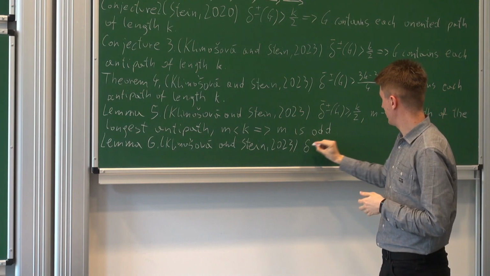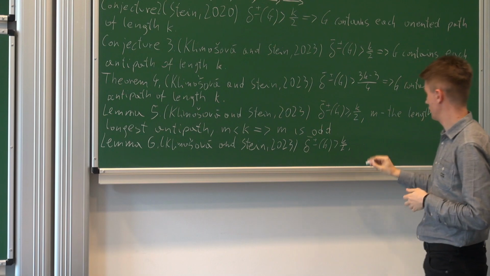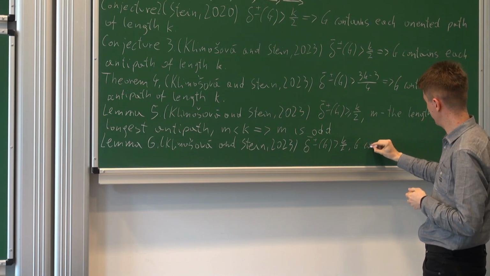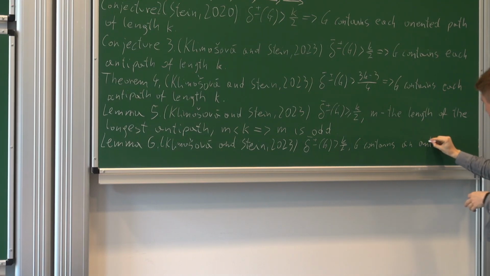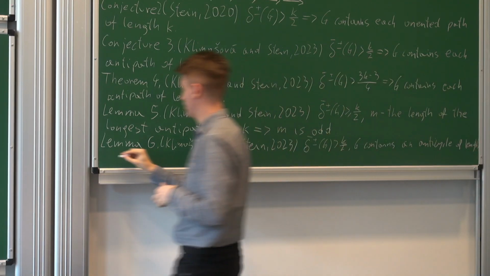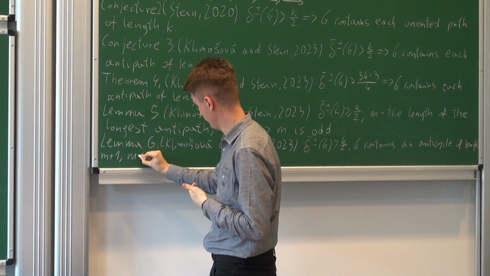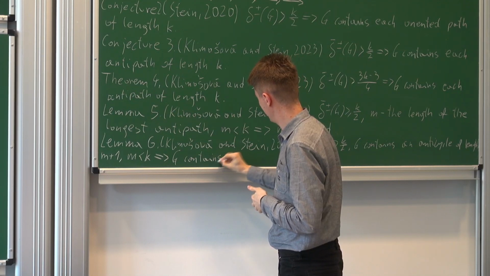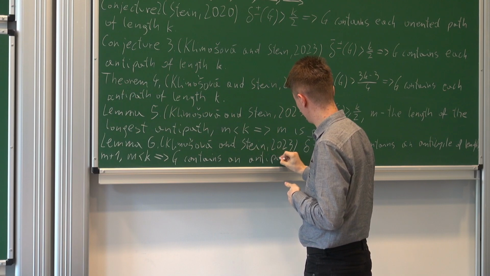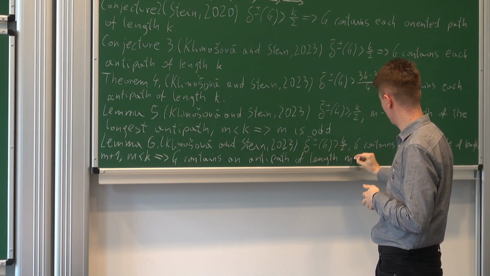if the minimum pseudo semi-degree is greater than k/2, G contains an anti-cycle of length m plus 1, and m is smaller than k, then G contains an antipath of length m plus 1.